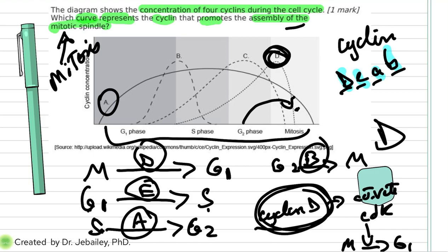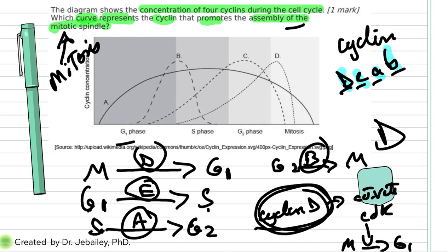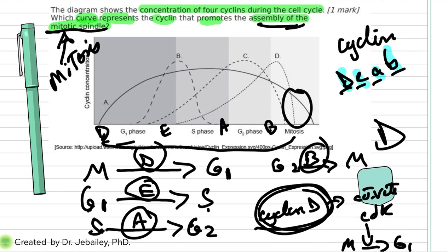Okay, if you still don't get it, let me just put here the cycle so you can understand what we're talking about. If you want to go from G1 to S, you need E. If you want to go from S to G2, you need A. If you go from G2 to M, you need B. And to go from mitosis back to G1, we need D. And that's how it works, DAB. But we're talking about how we can get here, because it says how you get to this. So we need to put D.